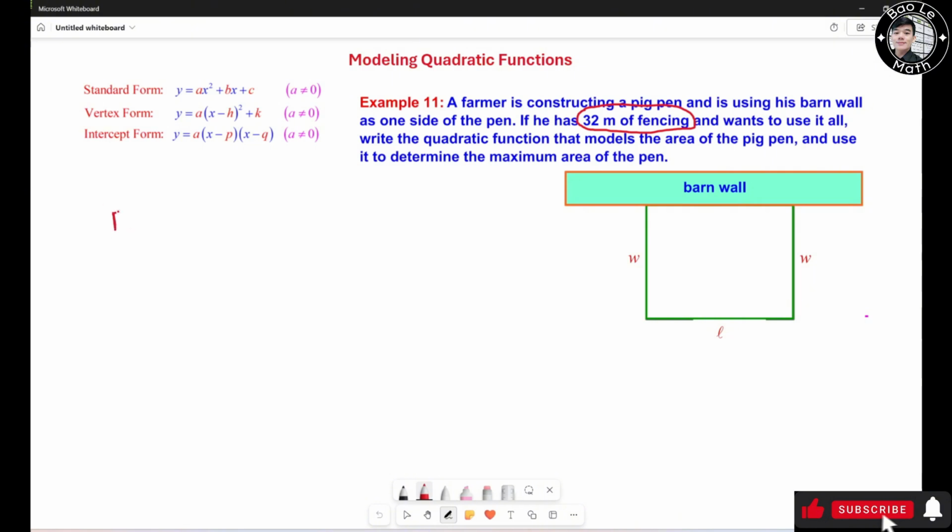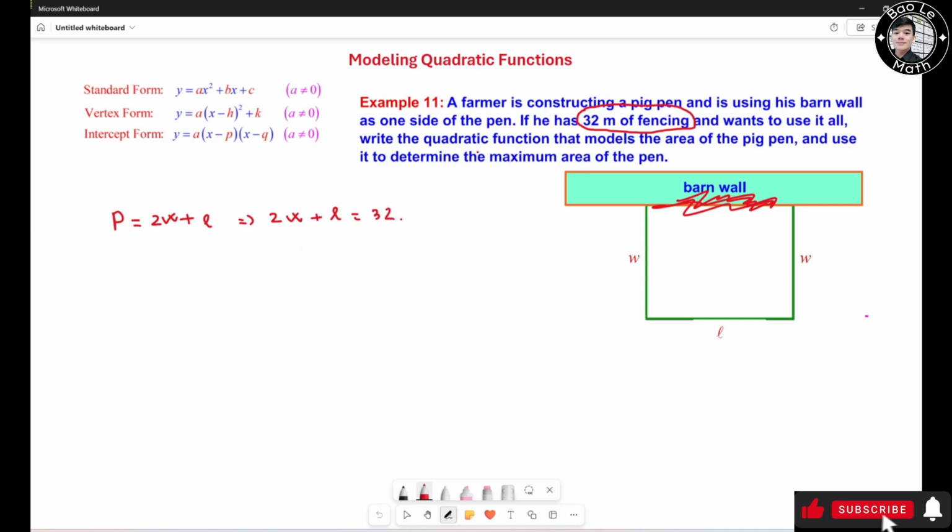So if you see this information, this is actually the perimeter of this rectangle. So the perimeter is going to be equal to W plus W plus L. This one doesn't count, right? This line doesn't count because it says right here. So it's going to be 2W plus L, and the perimeter is 32. So I have 2W plus L equals 32. I leave it over there.